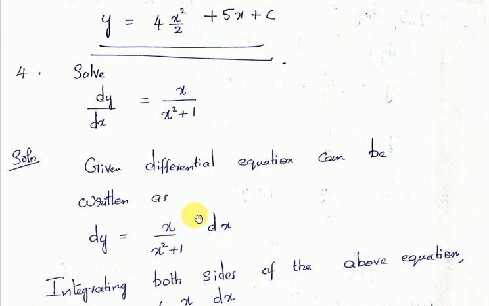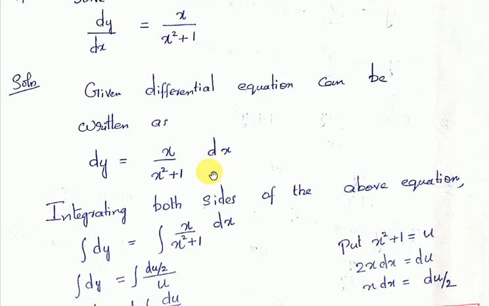Next question. Solve dy by dx equal to x by x square plus 1. The given differential equation can be written as dy equal to x by x square plus 1 dx. So next we can integrate on both sides of the above equation.